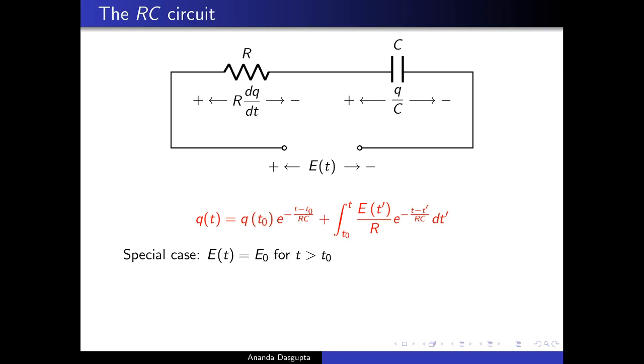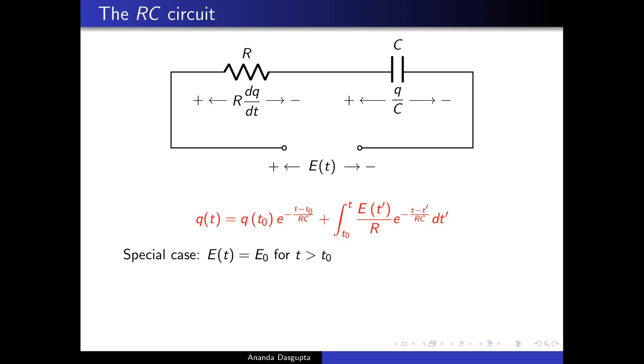So all we are talking about is at t equal to t0, you have a battery, a constant battery, E0, switched on. Before that, there was something in the circuit perhaps. The capacitor had some amount of charge in it, q(t0), and let's go along with that and see what happens.